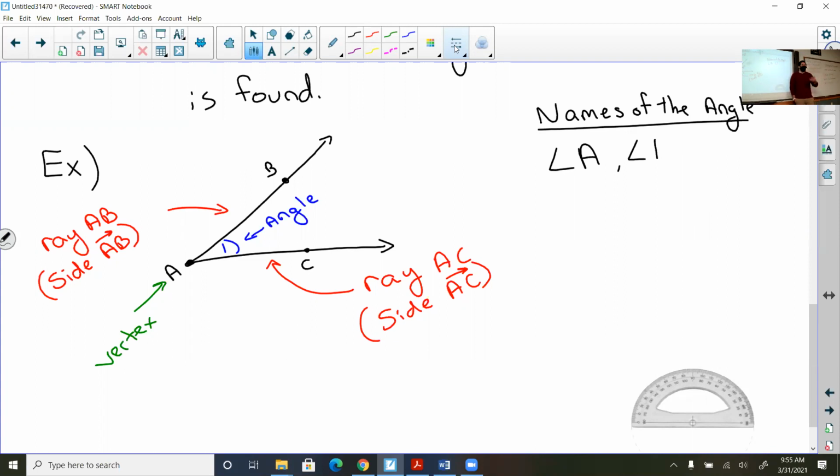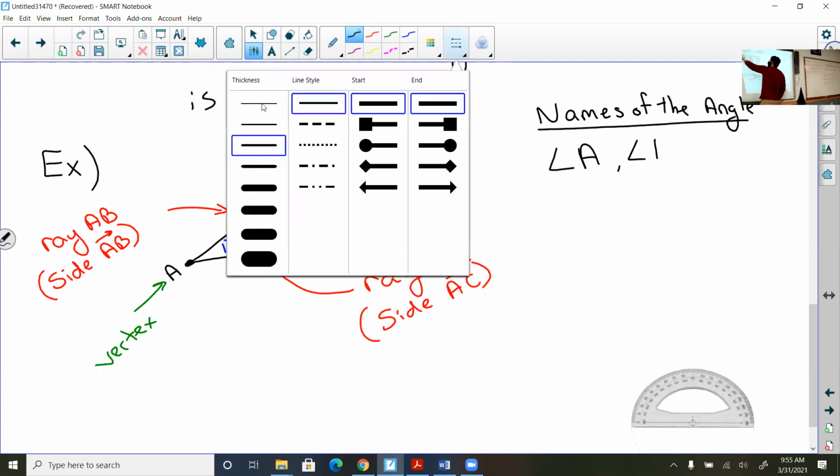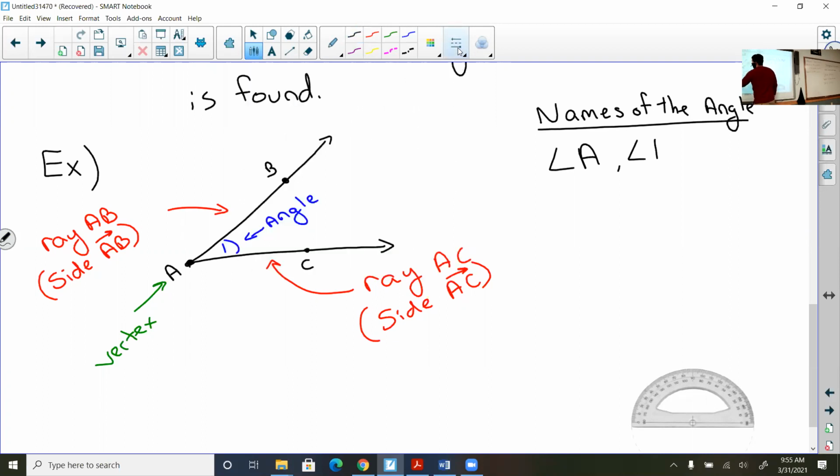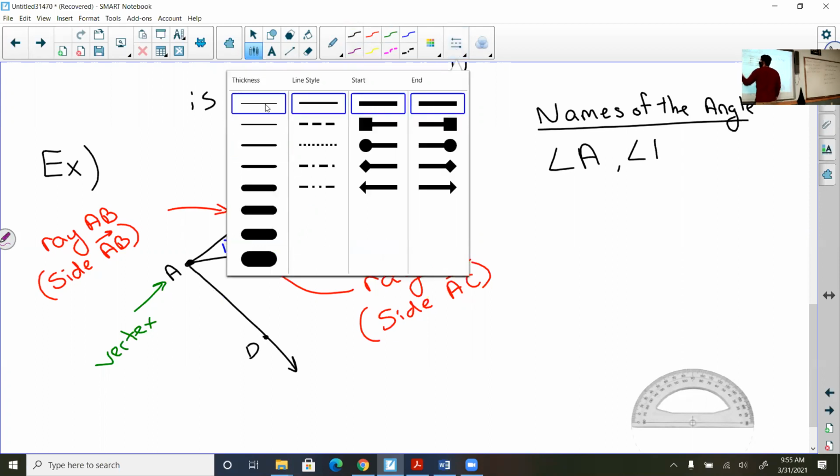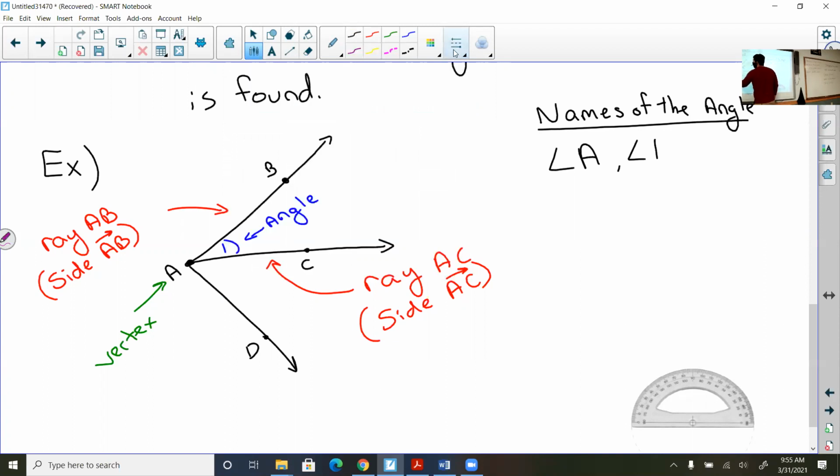Now, what if I have multiple angles at vertex A? Meaning, what if I added one more ray, down here, and had point D. So now I have my angle A, which is angle 1, but I've just formed another angle right here, and I'm going to call that angle 2. I put 2 curves to show that it is a different angle than angle 1.